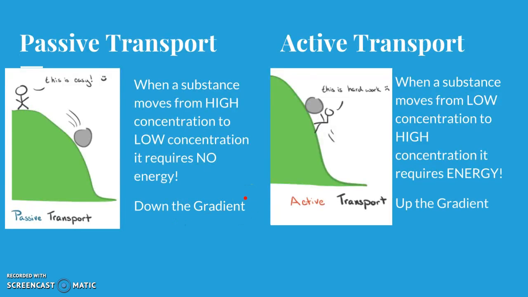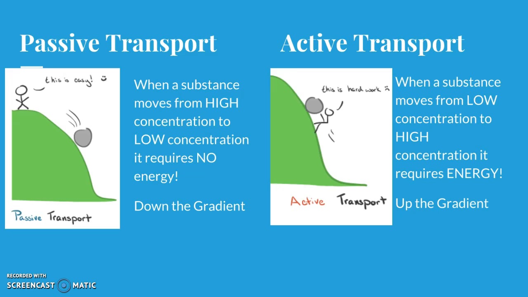So passive transport is like going down the hill. You're going from high concentration, so we're going from up high to down low. So it requires absolutely no energy. We call that going down the gradient. Versus active transport is going from low to high, and that does require energy. It's going up the gradient.